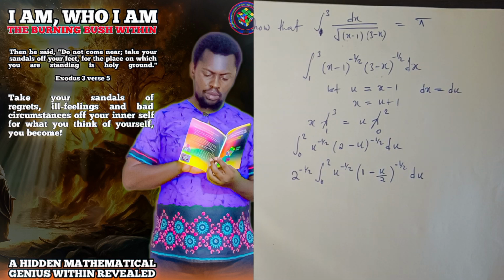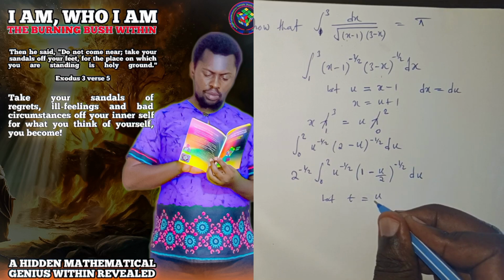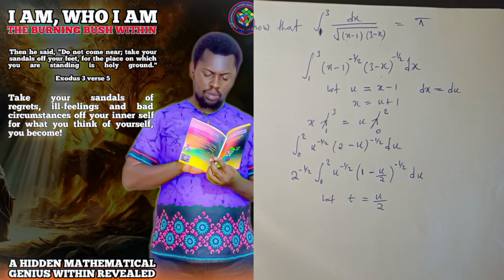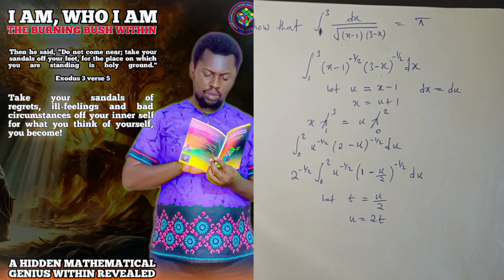Again, this is not a beta function form, because for it to be a beta function, this should be a single variable. So u over 2 should be a single variable. So we let this be a single variable. We say let t equal u over 2. And you make u the subject of the formula. That's a matter of cross multiplication. So u is equal to 2t.